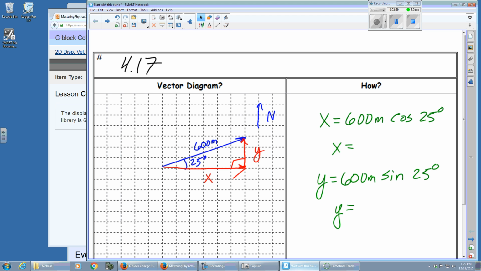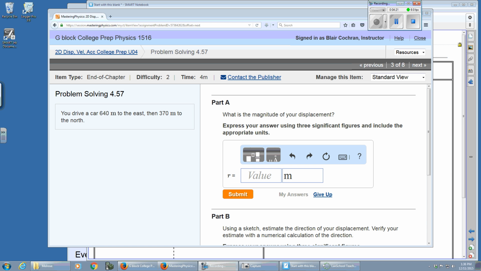Yes, because cosine is adjacent over hypotenuse, so the adjacent side is the hypotenuse times the cosine of the angle. Yep. Any other questions on this one? Do you want a minute to check your answers? Okay. All right.